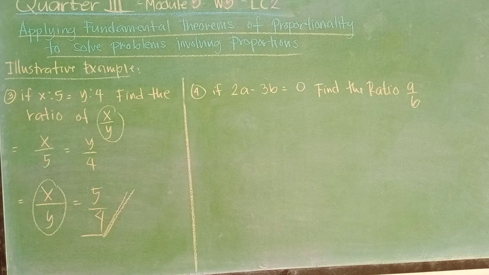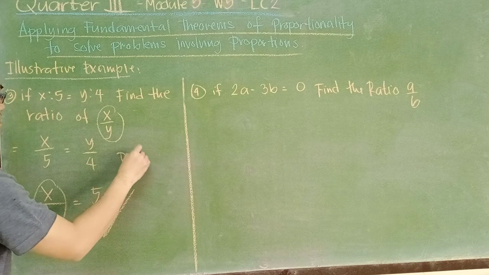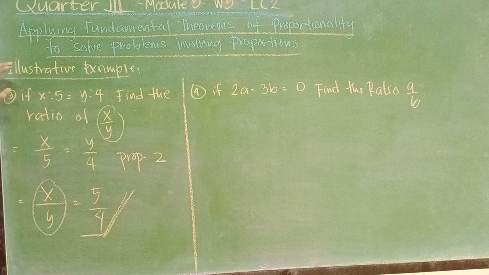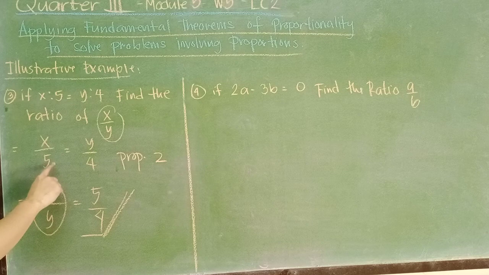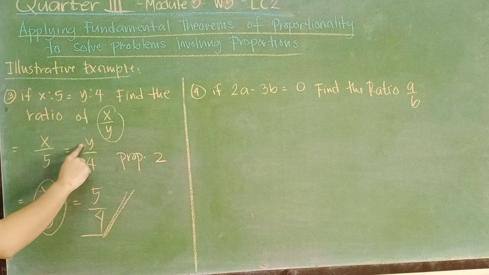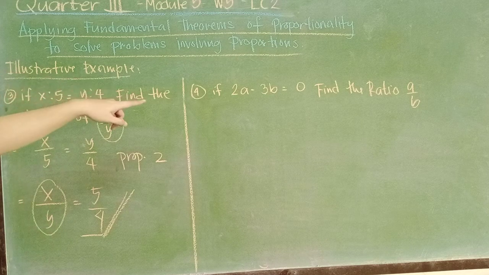So, for number 3, yung property na ginamit ko dito is property number 2. So, sa example number 1 and 2, ang ginamit doon is property number 1. For number 3, ang ginamit is property number 2, wherein gagamitin mo yung alternation. Pagpapalitin mo yung position ng dalawang means natin.